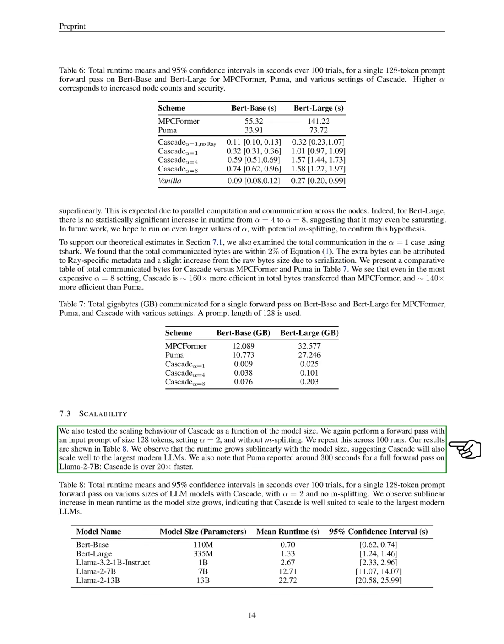Additionally, we noted that Puma took about 300 seconds for a complete forward pass on Llama 2 7B, while Cascade performed over 20 times faster.